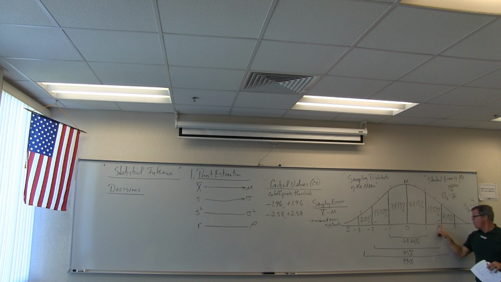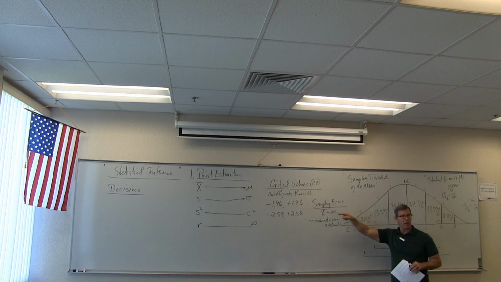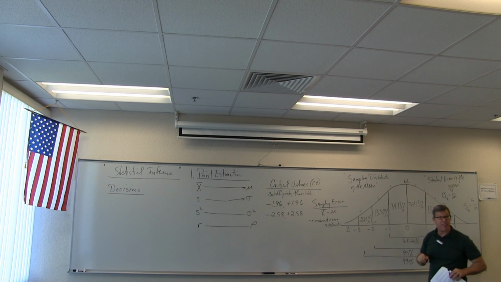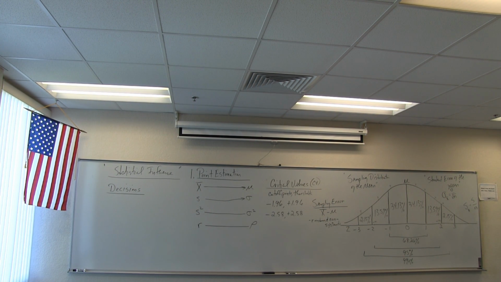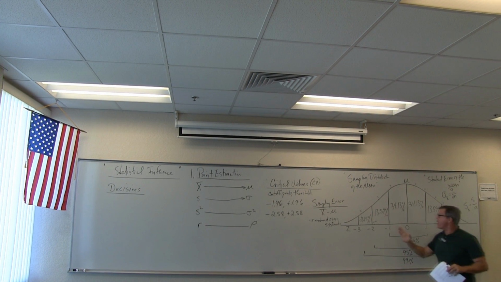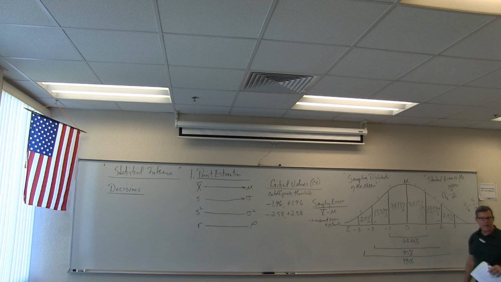So from this positive 1.96, 2.5% of the area falls from here back. 2.5% of the area falls from here back. 2.5 plus 2.5 equals 5, added to the 95% equals just about the whole area under the curve. So think of the area from this position back this way to be about 2.5% of the area, and the area from this position back this way to be about 2.5% of the area.